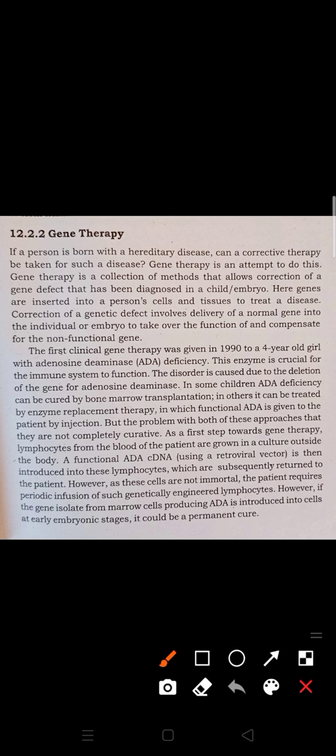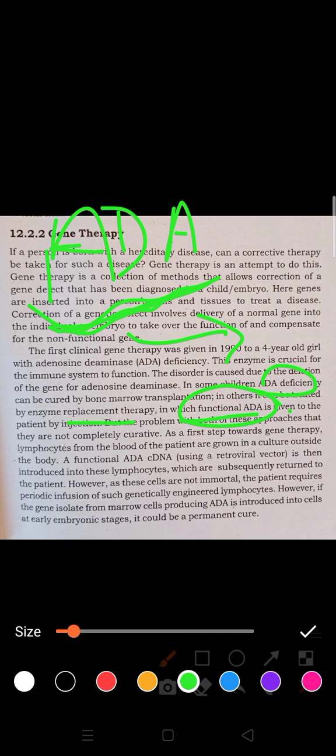Okay, so for this the scientists searched for an alternative treatment, and the alternative is that ADA deficiency can be cured by bone marrow transplantation. Okay, so firstly it can be cured by bone marrow transplantation, or the other way, the gene which is responsible for this deficiency has to be replaced, or functional ADA is given to the patient. Functional ADA means, children, normal ADA. The normal ADA gene, which I told you already, has to be transfused into the patient's body.